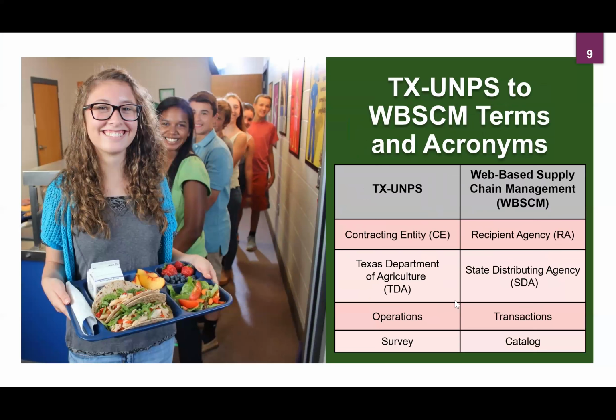Okay, so these are some commonly used acronyms that you all will need to be familiar with. So prior to using WebSCM, some of the acronyms that you all were familiar with. So in TXU and PS, you all were known as contracting entity. So now in web-based supply chain management, WebSCM, you all will be known as recipient agency, so RA. Also TDA, Texas Department of Agriculture. You all are familiar with TDA. In WebSCM, you will see SDA. So that's your state distributing agency, which is TDA.